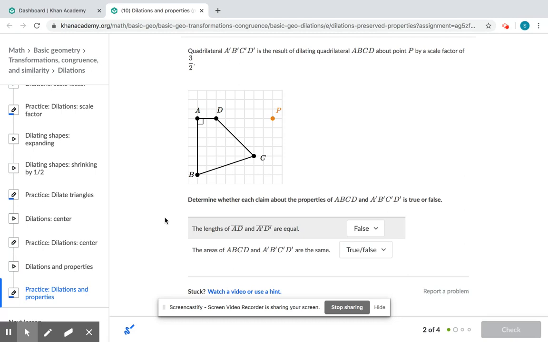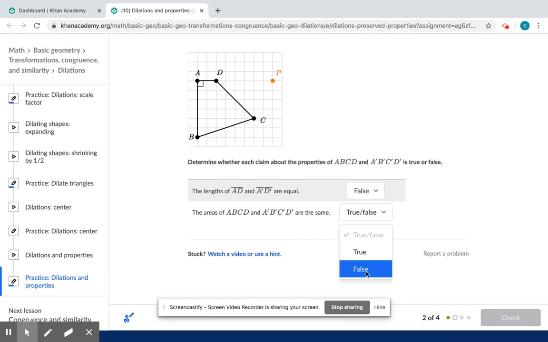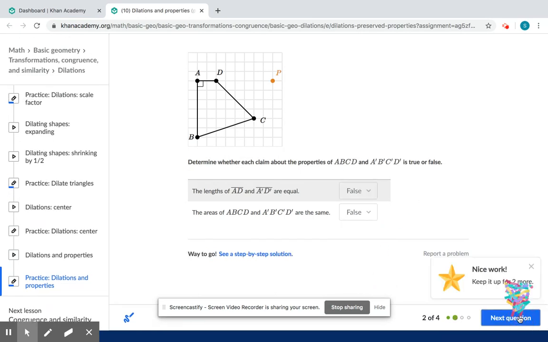The areas of ABCD and A prime, B prime, C prime, D prime are the same. Now let's think about this. So if we had a shape that was 2 by 2 by 2 by 2, the area would be 2 times 2, which is 4. If I do a scale factor to that shape, and I times each side by 2, so now the sides are 4 by 4, the area now would be 16, right? Because 4 times 4 is 16. So this has to be false, because they cannot be the same, right?